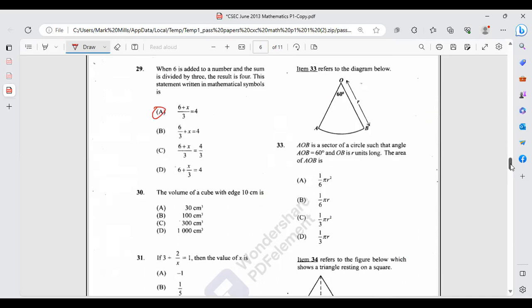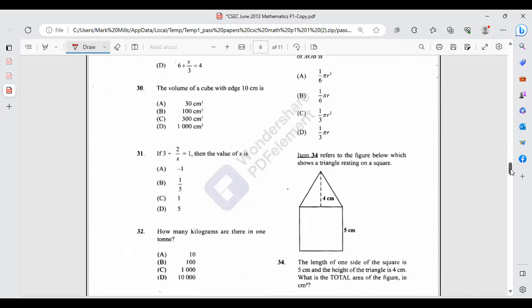30. The volume of a cube with the edge 10 centimeters is, so we have a cube. You have 10, 10, 10. So the volume would have been 10 times 10 times 10, which gives me 1,000. B, 1,000. So that's what I want for a cube.